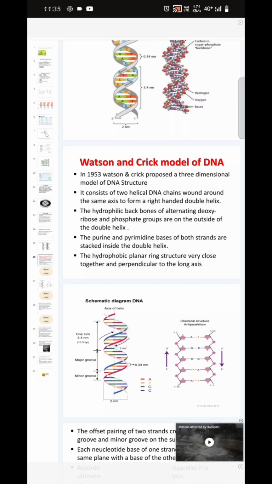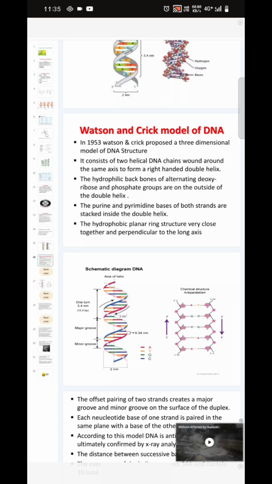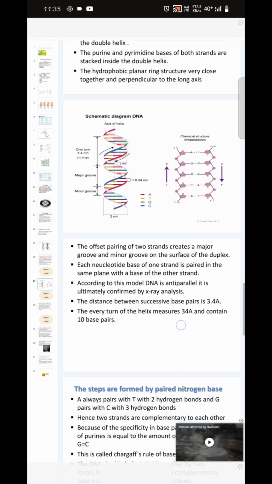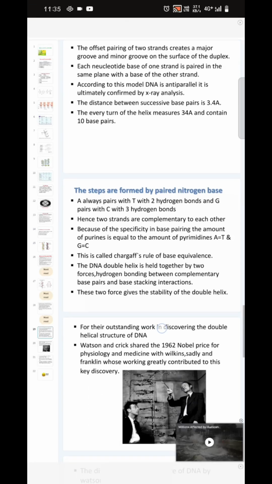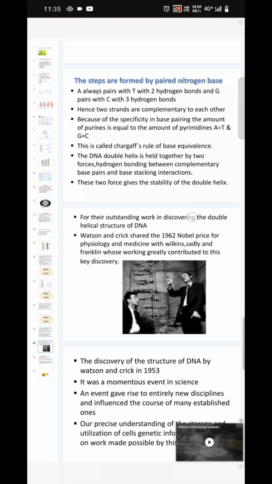In 1953, Watson and Crick proposed a three-dimensional model of the structure. It consists of two helical DNA chains wound around the same axis to form a right-handed double helix. The hydrophilic backbone of alternating deoxyribose and phosphate groups is on the outside of the double helix. The purine and pyrimidine bases of both strands are stacked inside the double helix. The steps are formed by the paired nitrogen bases.